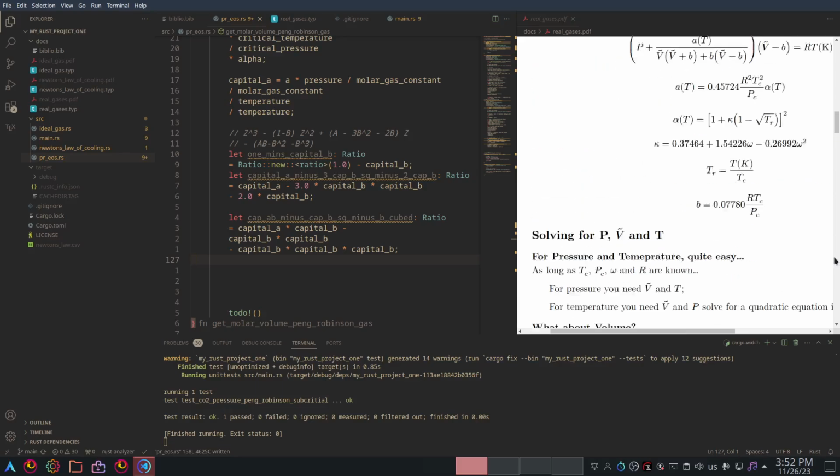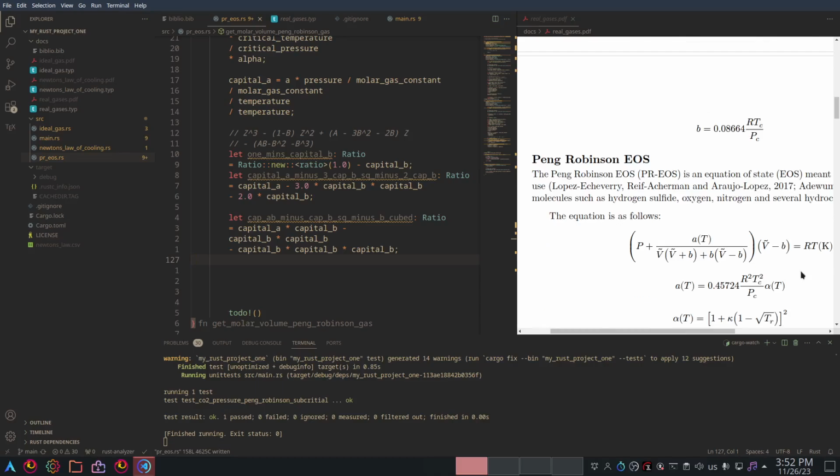I hope you know what a supercritical fluid is. It's basically a fluid that's above the critical temperature and pressure. So that's what this critical temperature and pressure here is. When it's over the critical temperature and pressure, the liquid and gas phases become indistinguishable.